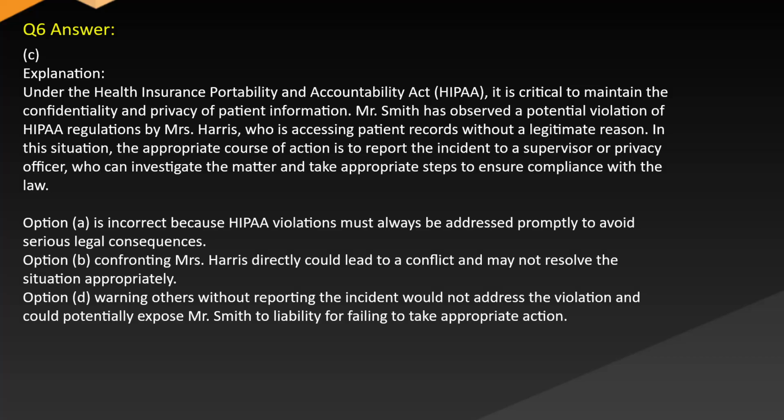Option A is incorrect because HIPAA violations must always be addressed promptly to avoid serious legal consequences. Option B, confronting Mrs. Harris directly, could lead to a conflict and may not resolve the situation appropriately. Option D, warning others without reporting the incident would not address the violation and could potentially expose Mr. Smith to liability for failing to take appropriate action.